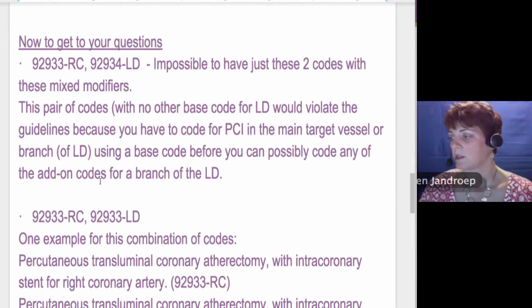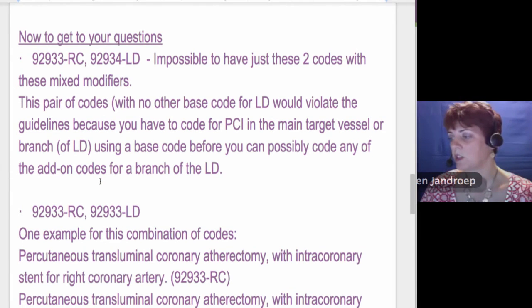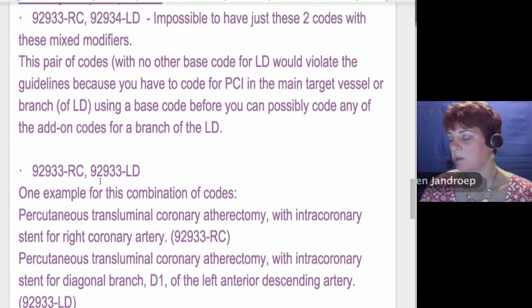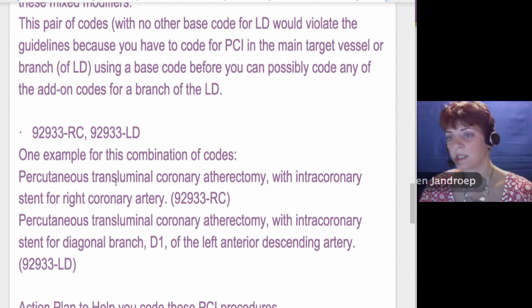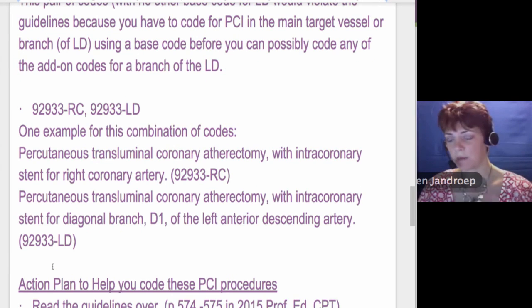Okay? So one example of this combination of codes, PTCA, percutaneous transluminal coronary atherectomy, that's that plaque removal, with intracoronary stent for right coronary artery is coded 92933 with an RC. Percutaneous transluminal coronary atherectomy with intracoronary stent for a diagonal branch, D1, of the left anterior descending artery, you're going to code as 92933LD.